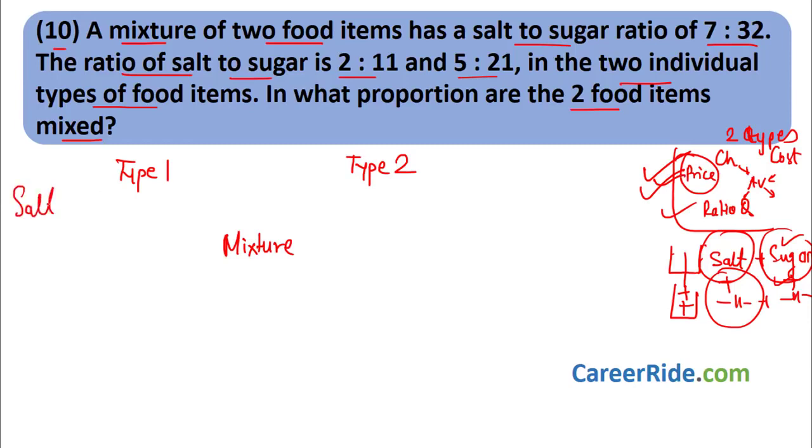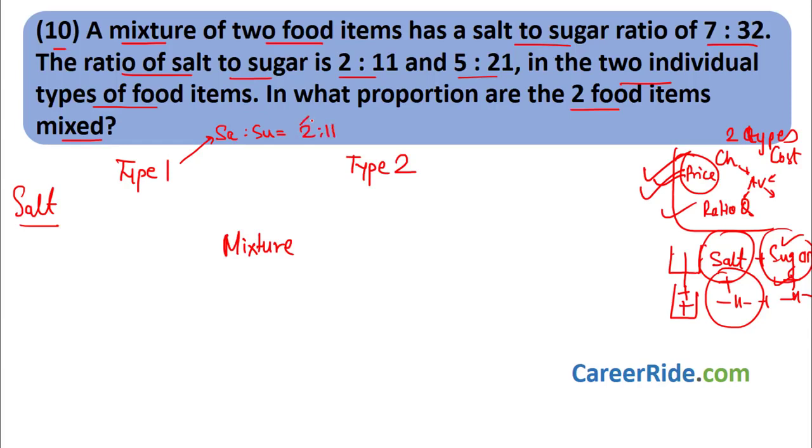Amount of salt you will take over here, right? You can take sugar also, anything is fine, you will get the same answer, but let us go with salt. Now, what to do? First, what is the amount of salt in type 1? They have given for type 1, the ratio of salt to sugar is 2:11.